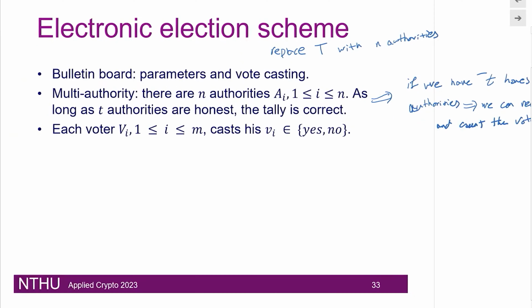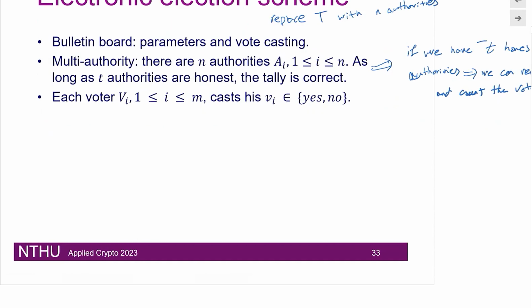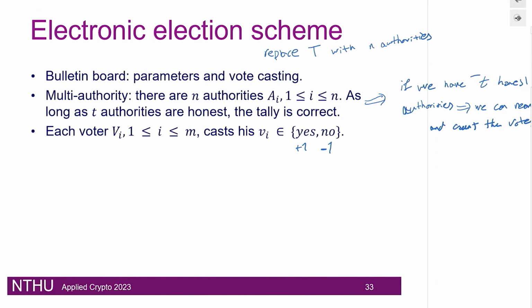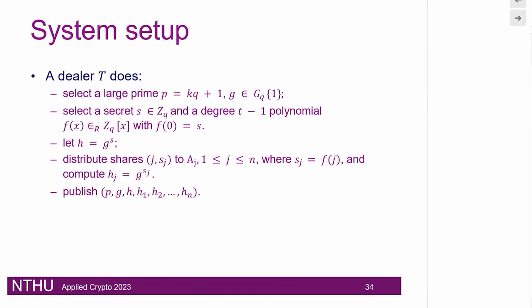So the voting, we are going to change it a little bit. For message yes, we are going to use +1, and -1 is going to represent a no, instead of 0 and 1. We play with +1 and -1 on this new scheme that we are going to build. All right, so this is how our setup would look like now.